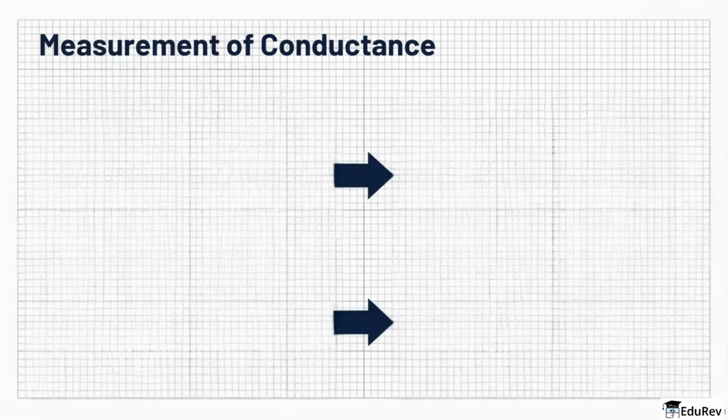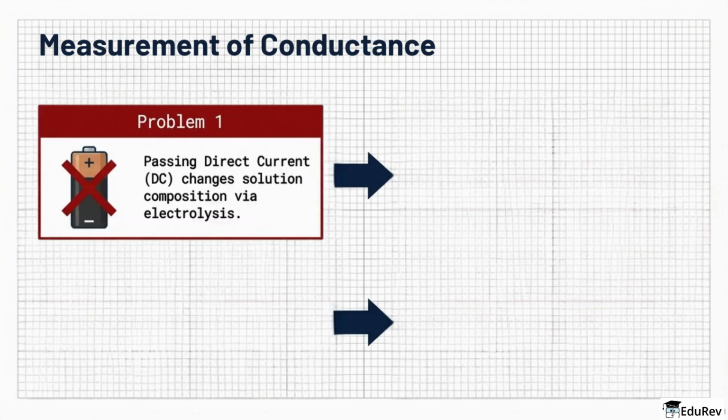Measuring conductance in an ionic solution is not as simple as plugging a wire into a circuit. Two problems are shown here. First, direct current changes the composition of the solution because electrolysis occurs.